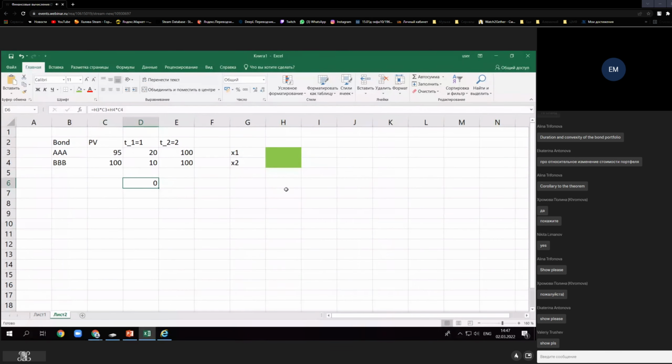What next? I have two future payments in 1 year and in 2 years.